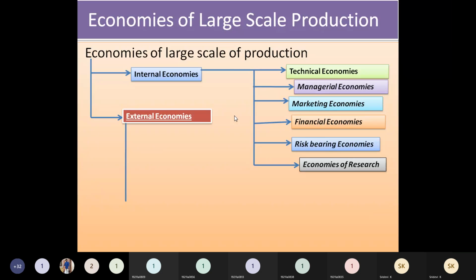And coming to the external economies, economies of concentration, economies of information, and economies of welfare. So all those come under here.